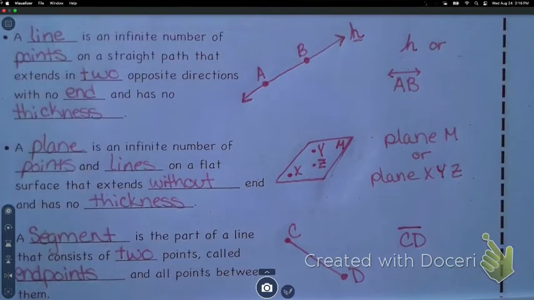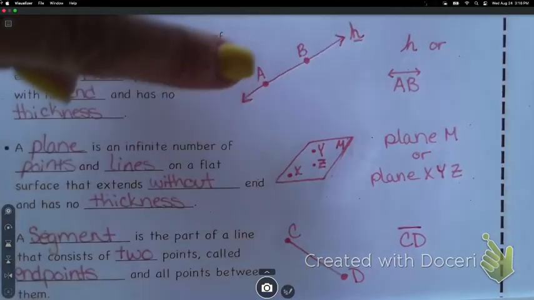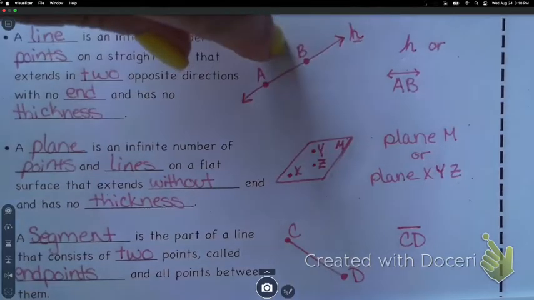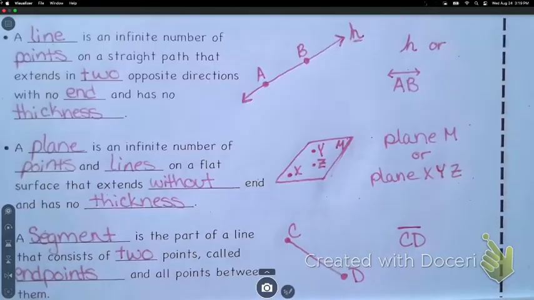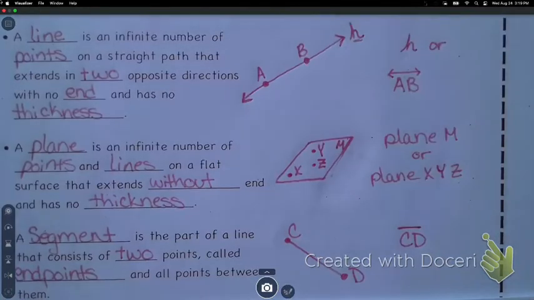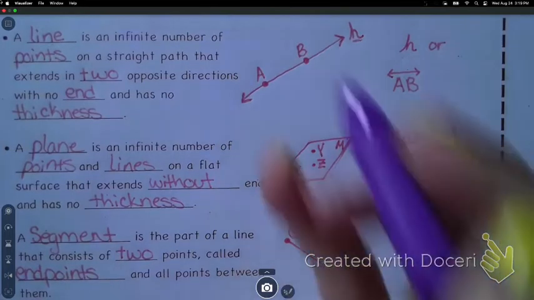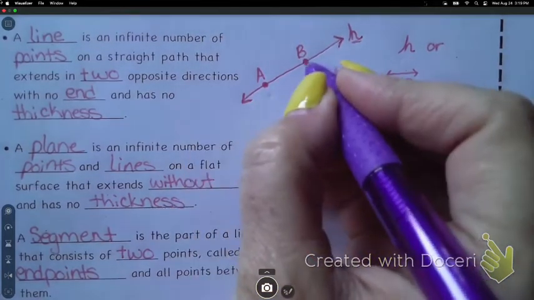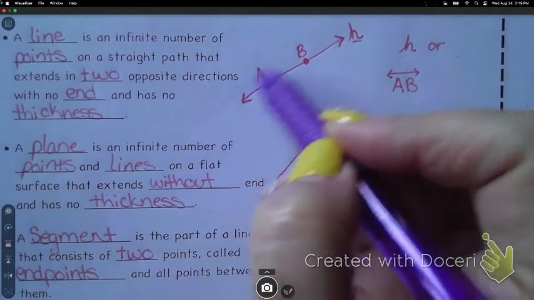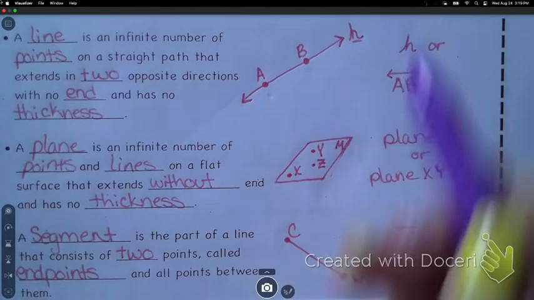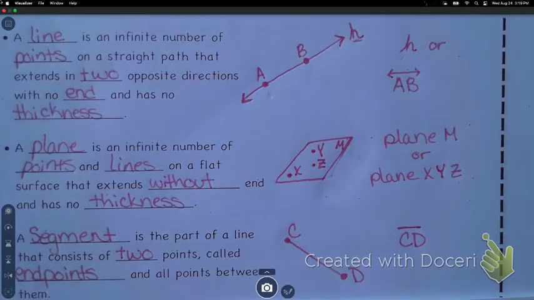Okay? Now, can I say on this line that there is a segment AB? Yes, because that's from here to here. But does it include the whole line if I say segment AB? No. If I say segment AB, I'm only talking from here to here. But if I say line AB, I'm talking about what? All of it. Does everyone understand the difference between a segment and a line?